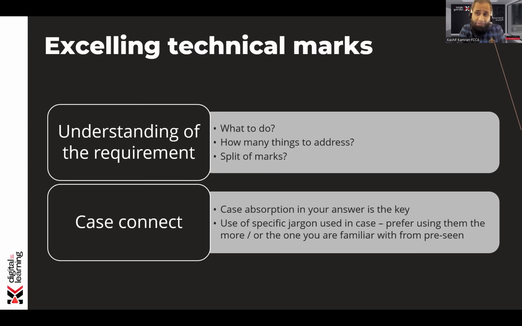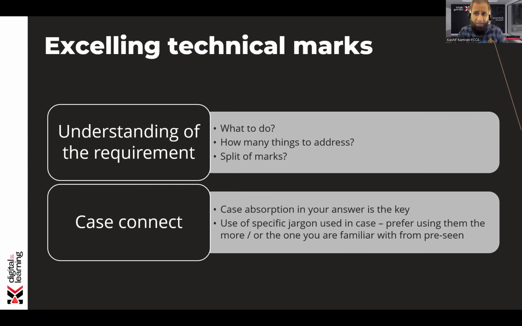Do I need to write the implication of something? How many things to address? Is the examining team asking for just one thing or two things? Are they asking for just the advantages or disadvantages? Are they asking for one single thing in a task, or with a comma or with an and? They're asking for two things, three things. At times, you have even seen three things in a task. Split of marks. How many marks do I have? 10, 12, 14.